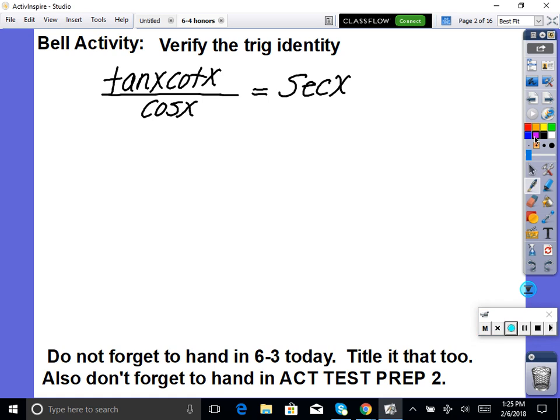Okay, guys, let's talk about, there's a lot of different ways to do this, but any ideas of how we could simplify this? Our goal, remember, is to get here. We're going to pretend like that's not there, though. Yes.